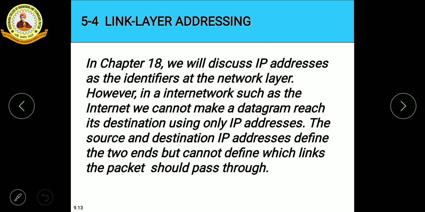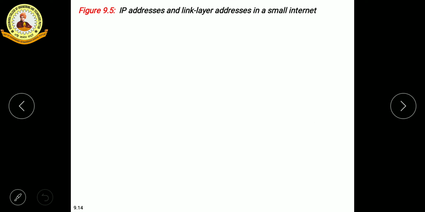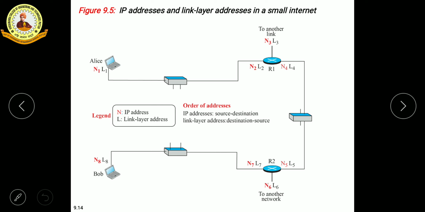However, please note this point: in an internetwork such as the internet, we cannot make a datagram reach its destination using only IP addresses. The source and destination IP addresses define the two ends, but cannot define which links the packet should pass through. So we need something called link layer addresses to overcome that problem. That's why link layer addressing came into existence.